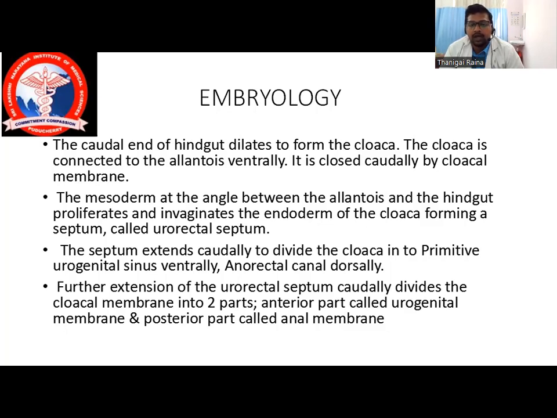The mesoderm at the angle between the allantois and the hindgut proliferates and invaginates the endoderm of the cloaca, forming a septum called the urorectal septum. The septum extends caudally to divide the cloaca into a primitive urogenital sinus ventrally and the anorectal canal dorsally. Further extension of the urorectal septum caudally divides the cloacal membrane into two parts: the anterior part is called the urogenital membrane and the posterior part is called the anal membrane. This sums up the embryology of the anal canal and the urinary tract.